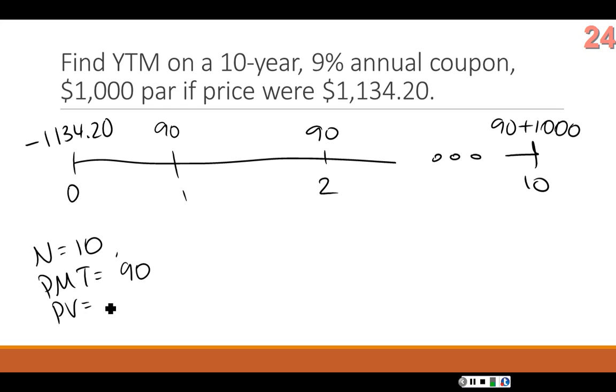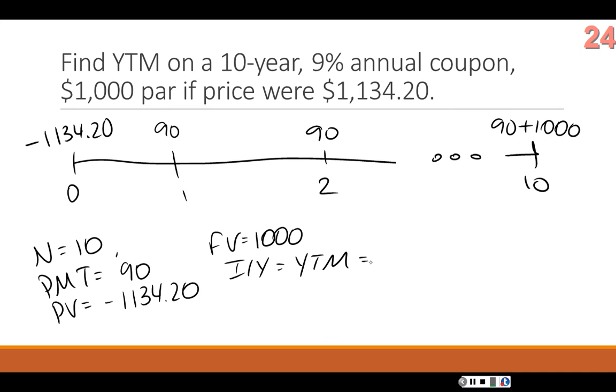The present value is a negative $1,134.20. And the future value is $1,000. So we want to solve for the interest rate, or the yield to maturity.